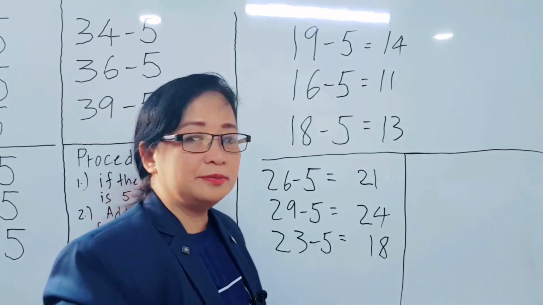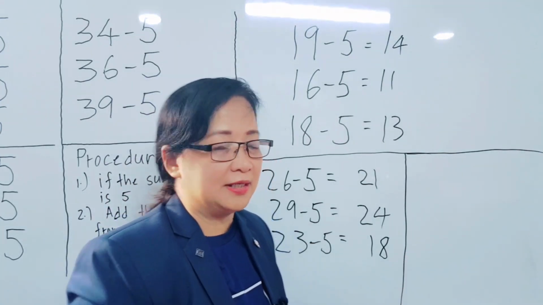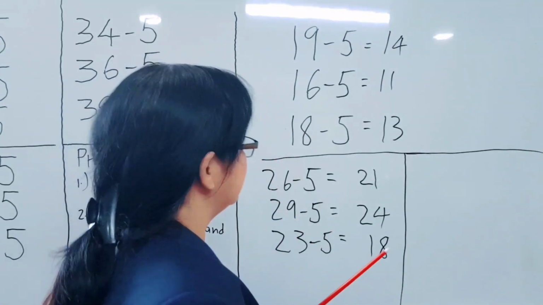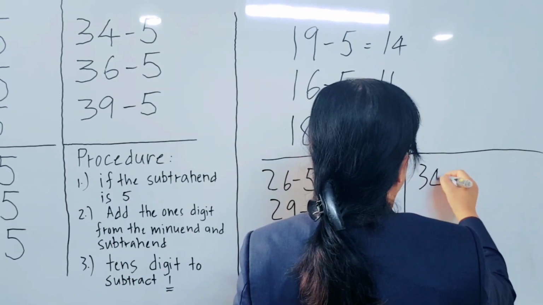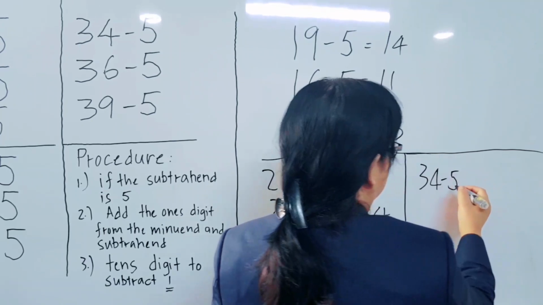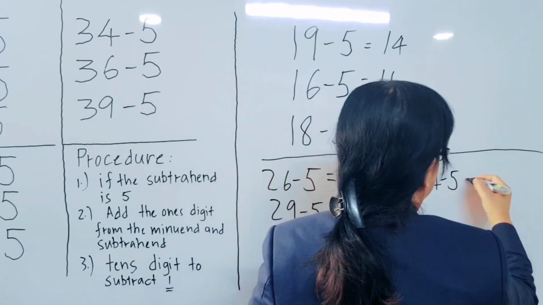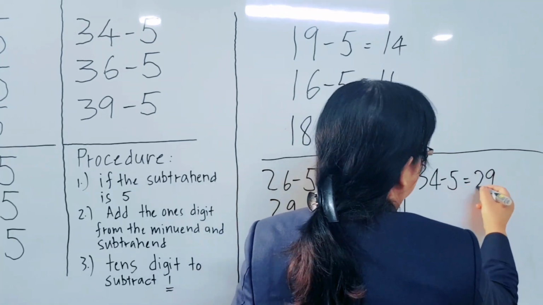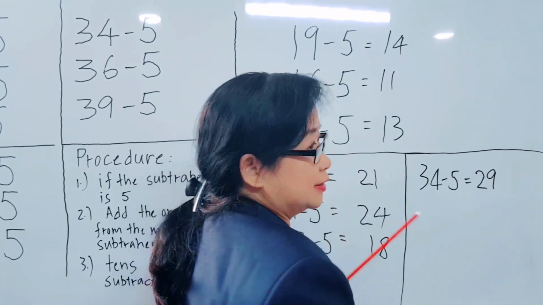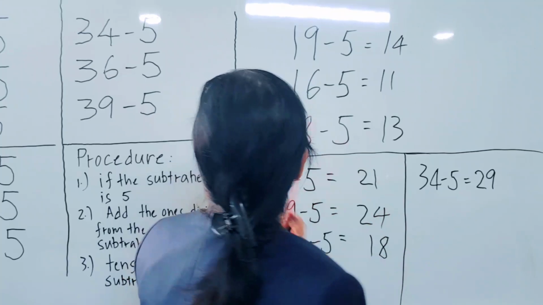So the third part of the example is in line with the 3. So we have, for example, 34 minus 5. Of course, 5 plus 4 is 9. And 3 minus 1 is equal to 2. So the answer is 29. See, it's faster.